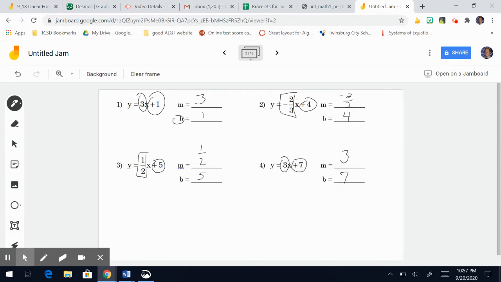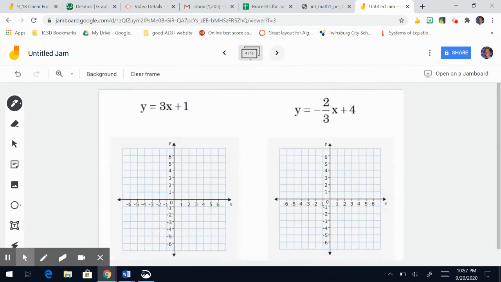So just to give you a heads up again, the two most valuable things that we need to pay attention to are the rate of change, which is x's best friend, and then the y-intercept, which is the constant.